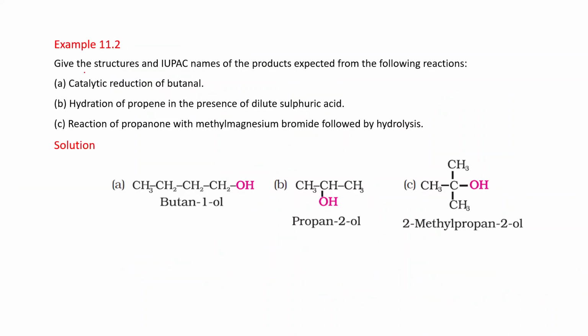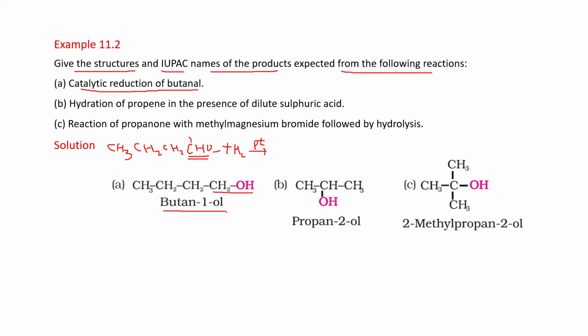Now let us see one example. Give the structures and IUPAC names of the products expected from the following reactions. Catalytic reduction of butanal. You remember the formula of butanal? This is CH3CH2CH2CHO. Catalytic reduction means adding H2 in the presence of a catalyst, platinum, palladium or nickel you can use. Now what will happen to the carbonyl part? One H will add to this carbon and one H will add to this oxygen. That's why we will get CH2OH. This will convert into CH2OH. That's why our product is butan-1-ol.